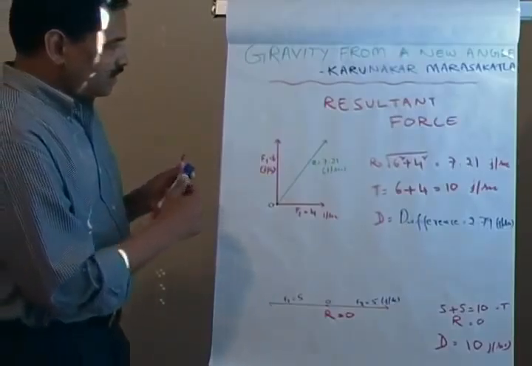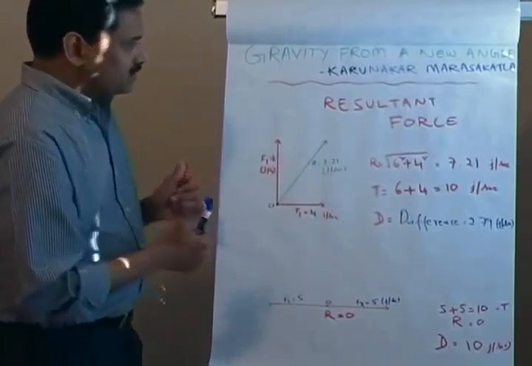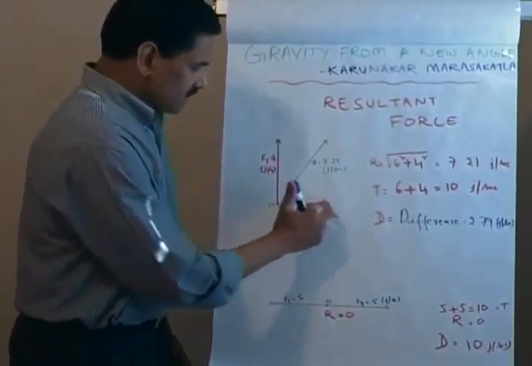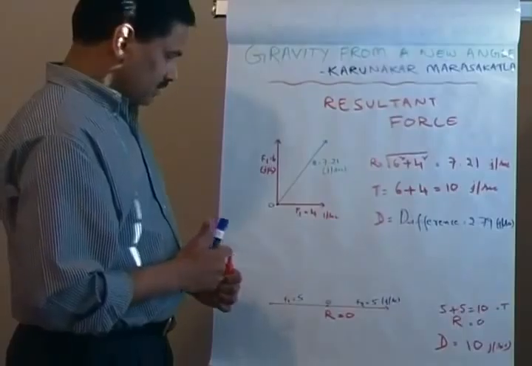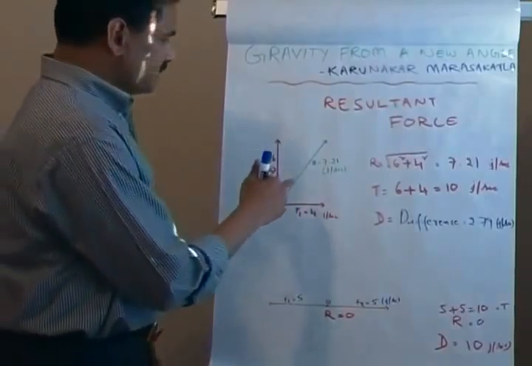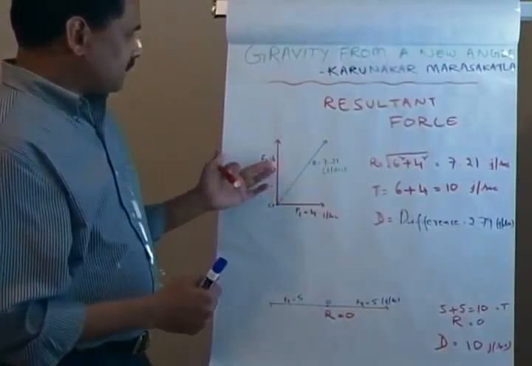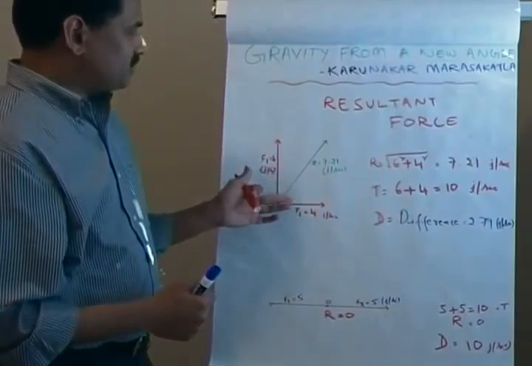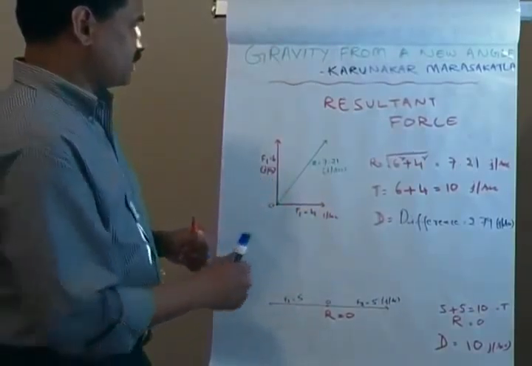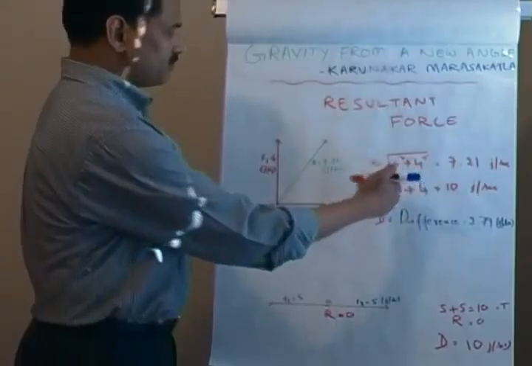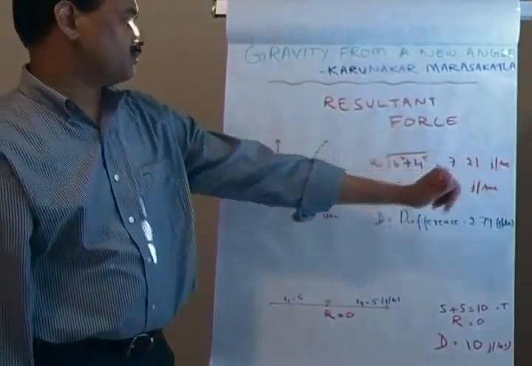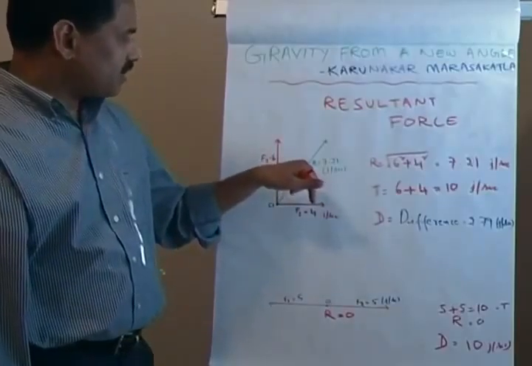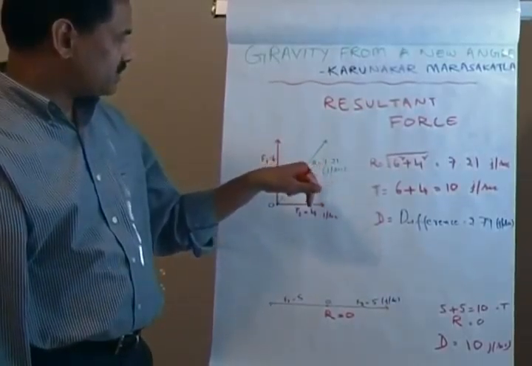because this is a rectangle here, the resultant force will be the square root of the sum of the squares of these two forces, F1 and F2. 6 squared plus 4 squared, square root, is equal to 7.21 joules per second. So we can represent the resultant force as 7.21 joules per second.